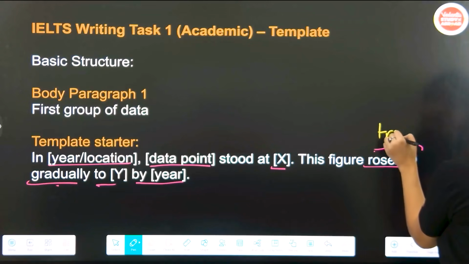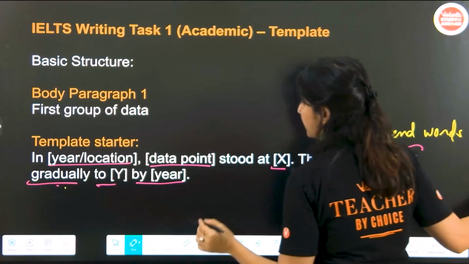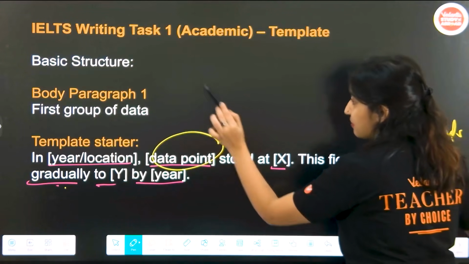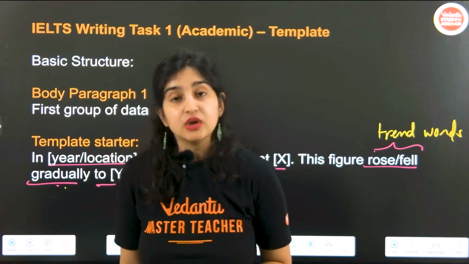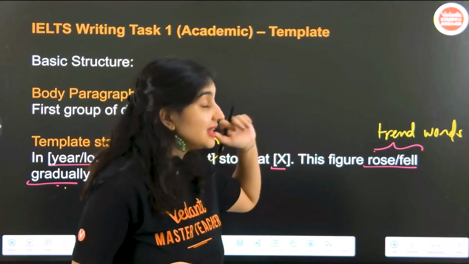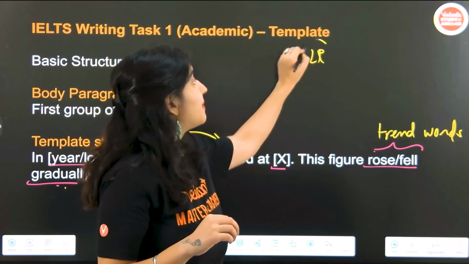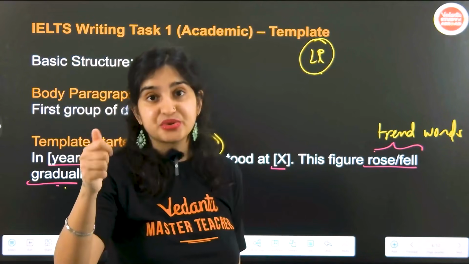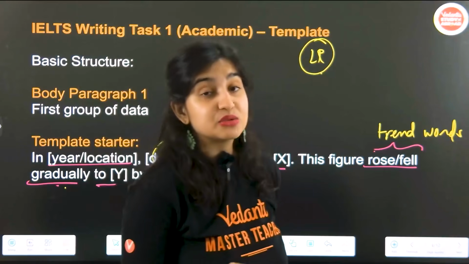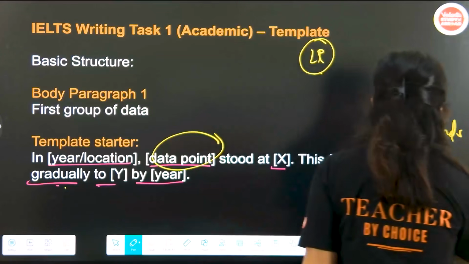So you have to keep mentioning the trend words along with your data points throughout your paragraph. Make sure you are using trend words because that will add to your score. Lexical resource is a part of your band descriptors. It's 1 out of 4. And so the more trend words you use, the higher you will score for lexical resource.